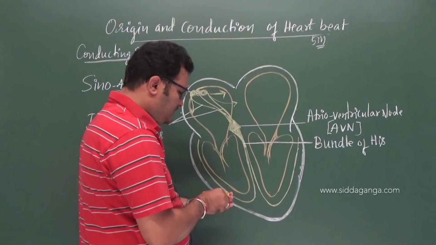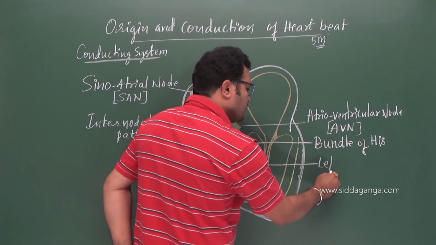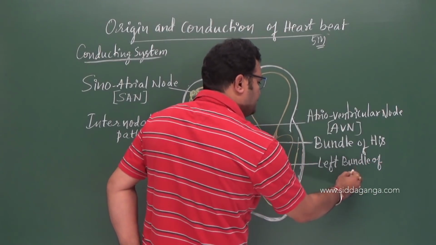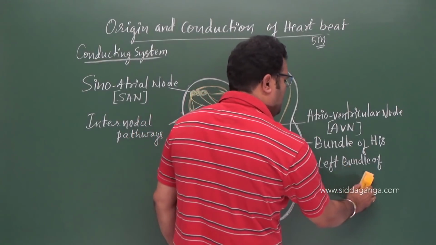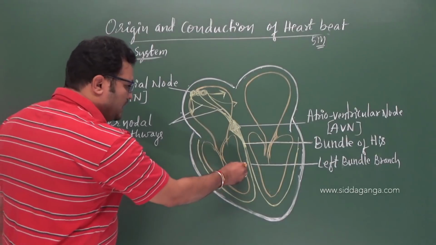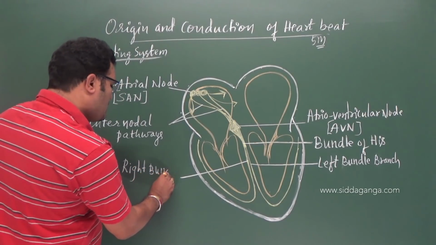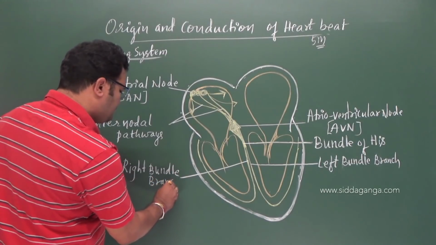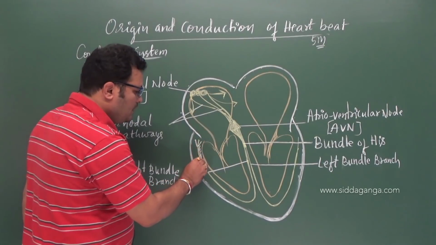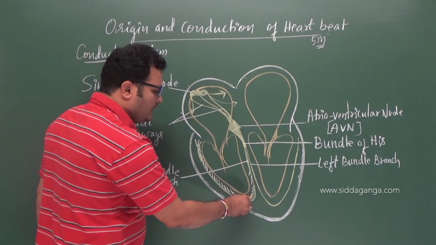Then further, each bundle is considered: this one is the left bundle branch, and this one is the right bundle branch. And further, these branches consist of minute fine fibers called Purkinje fibers, like this.